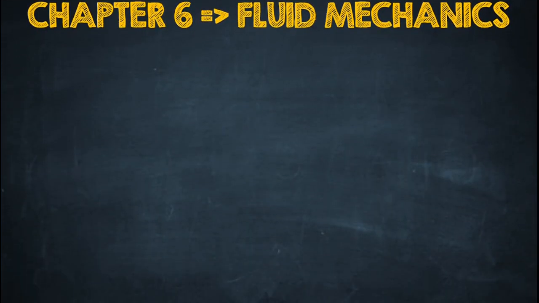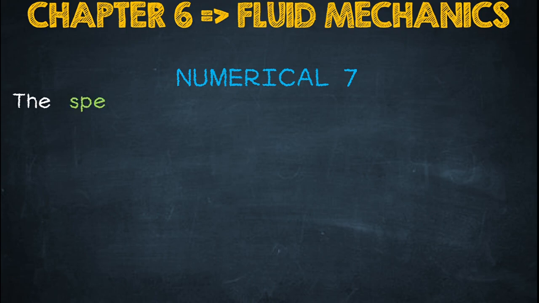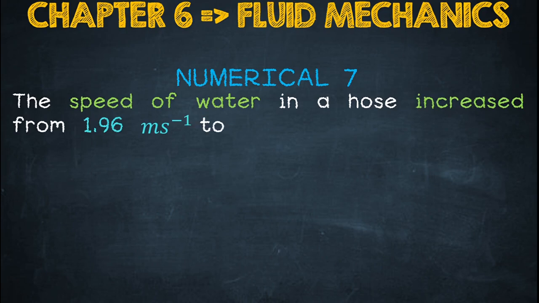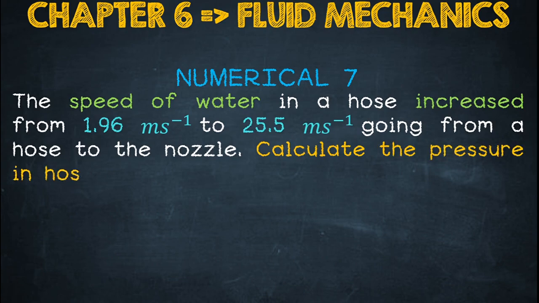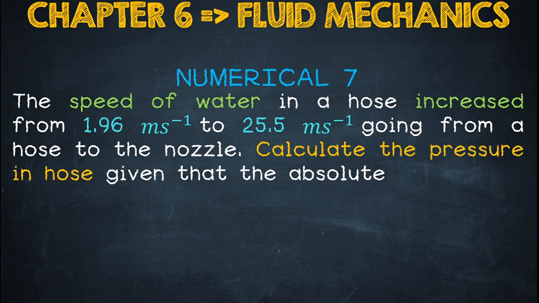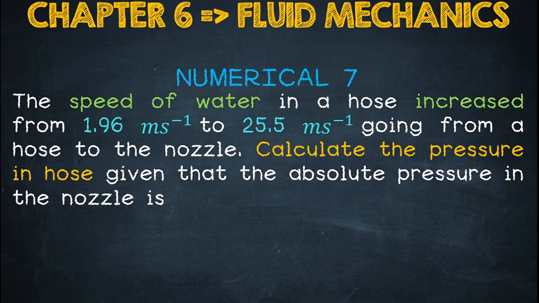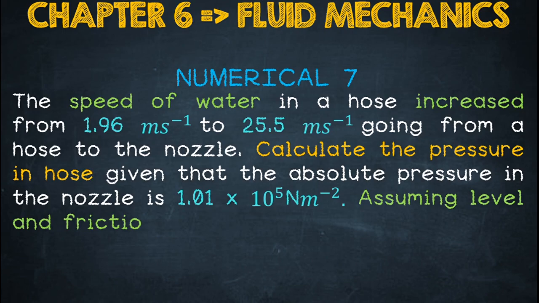Similar to this is numerical number 7, the statement of which is: the speed of water in a hose increased from 1.96 meter per second to 25.5 meter per second going from the hose to the nozzle. Calculate the pressure in the hose given that the absolute pressure in the nozzle is 1.01 into 10 raised to 5 Newton per meter square, assuming level and frictionless flow.